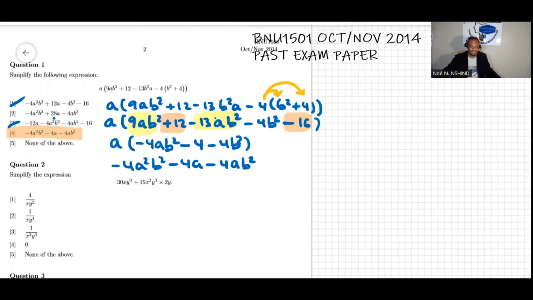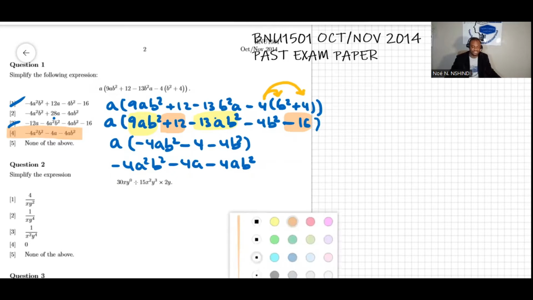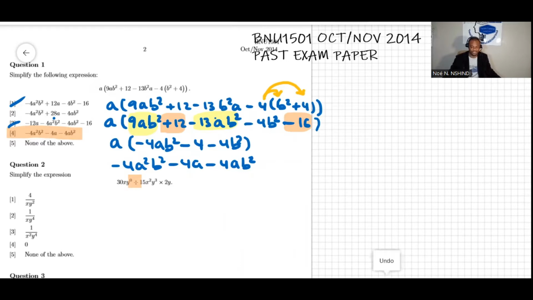Now the following question says simplify the expression 30xy squared divided by 15x squared y cubed times 2y. First of all, I would like to change this divide operation into a fraction. I prefer to work that way. So this will become, let me first write it, 30xy to the power of 0, divided by 15x squared y cubed times 2y, to the power of 2y only.